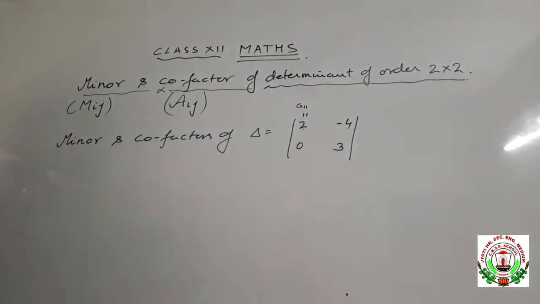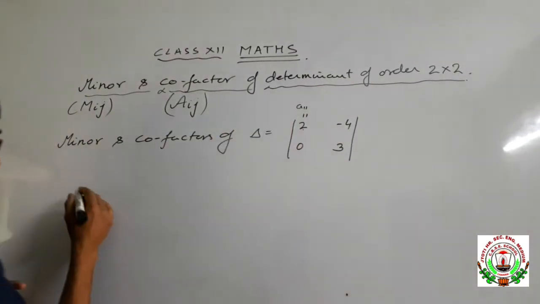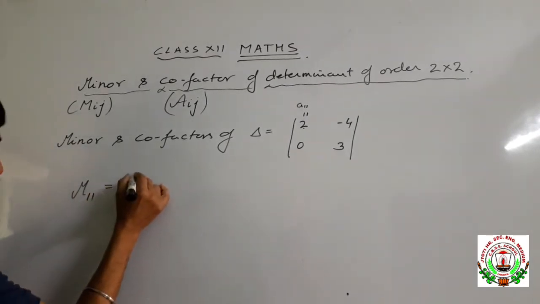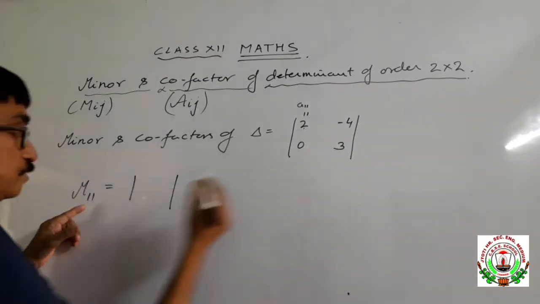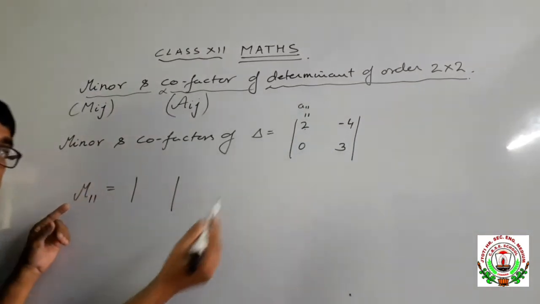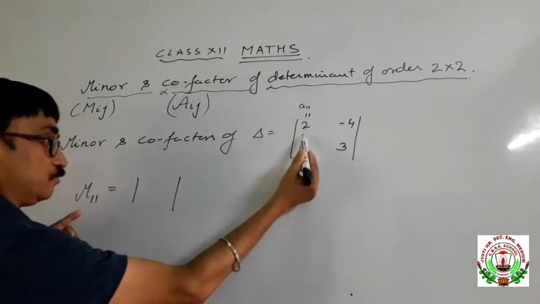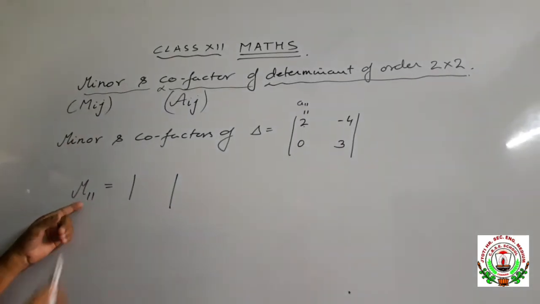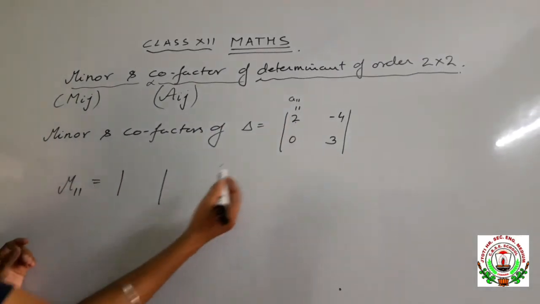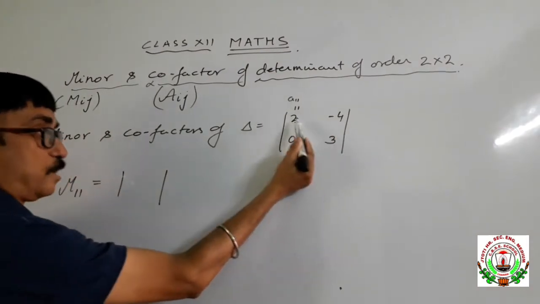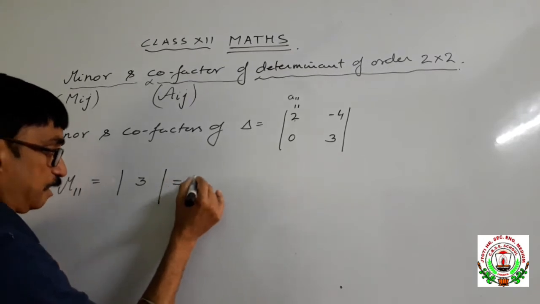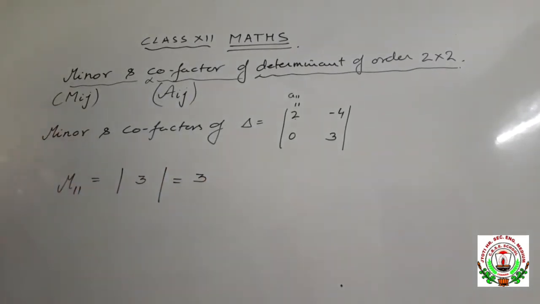So we have to obtain the minor of this. Minor of first row first column will be equal to, so we are going to delete the first row and the first column, as we are calculating the minor of the element 2. So what are we left with? If we delete the first row and the first column, we are left with only 3. So our minor value will be 3.